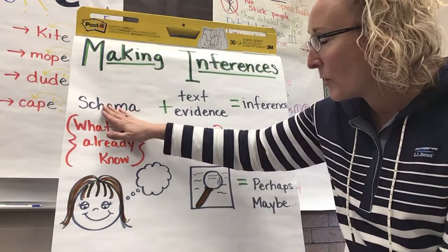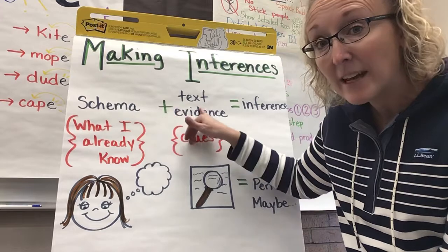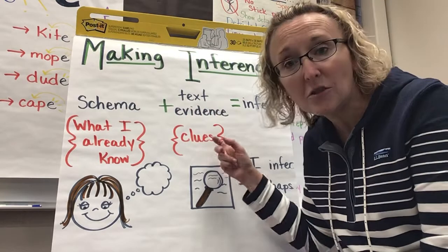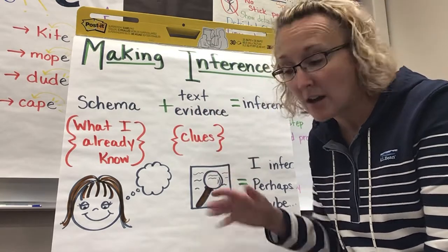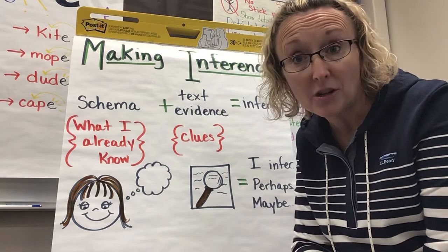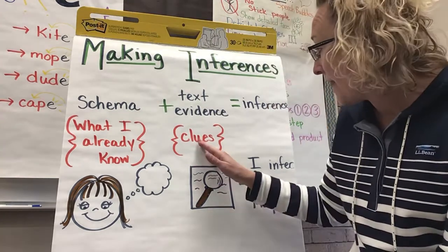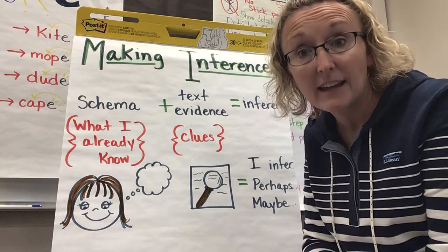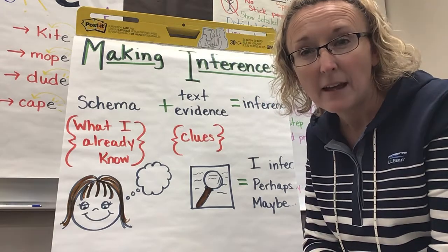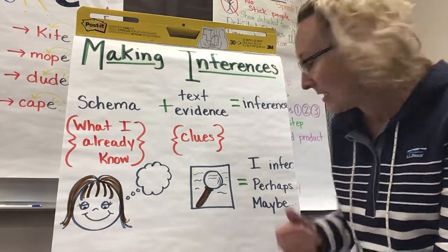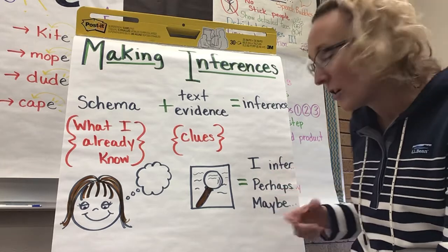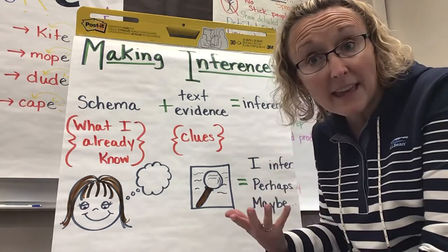So you take your schema, what you already know, and you add to it the text evidence or the clues you get from the book or the story, or in today's case, a picture, okay? And then you can make an inference, okay? An inference is like a decision. Something like, I infer, or perhaps this, or maybe this, okay?